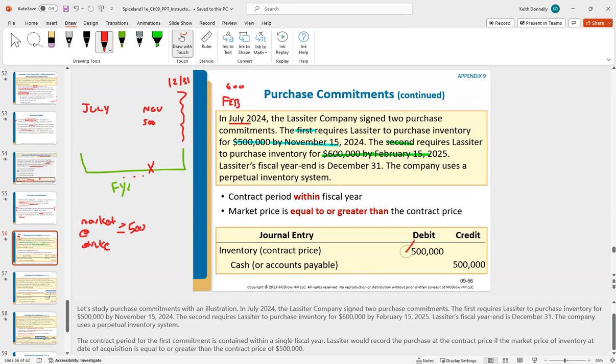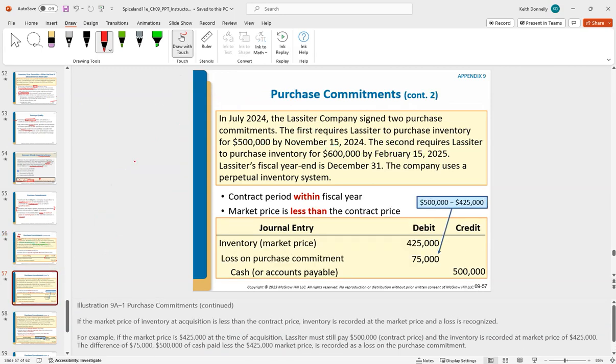So here we'll debit inventory for 500 bucks, credit cash. Maybe we buy it right here in November. The market price is 600 bucks. Because it's greater than or equal to 500, we'll use the 500. In short, the lower of the two. If the market price is less than the contract price, well, then we're going to have a loss here.